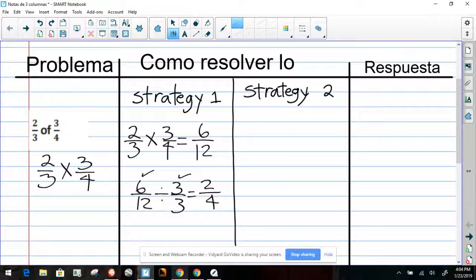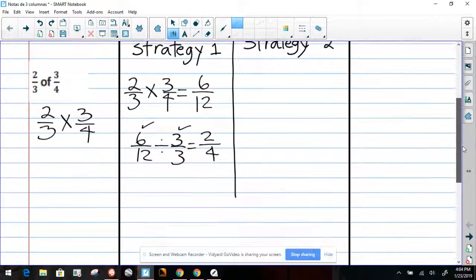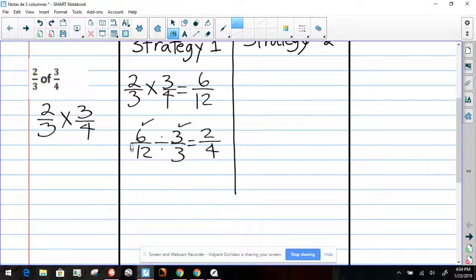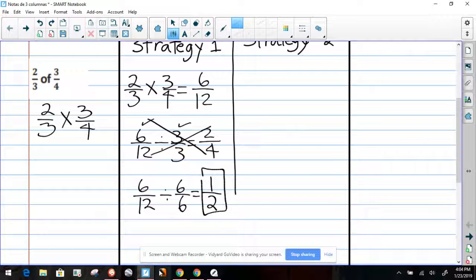So now our answer is here. But here's another part. That would have been better if we cross this out and say, okay, why don't we look at what number goes evenly, the highest number, and the number is 6. So that way we don't have to do simplification twice. 6 divided by 6 equals 1, and 12 divided by 6 equals 2. So there is one way to solve this problem.